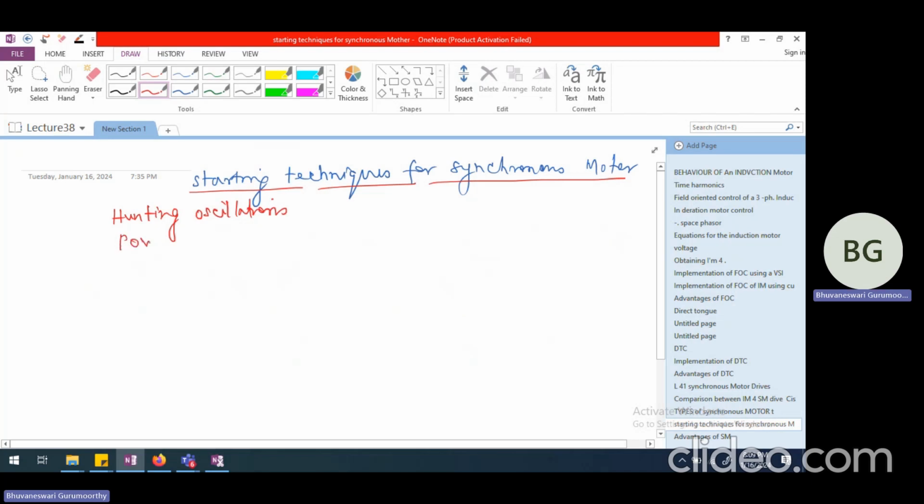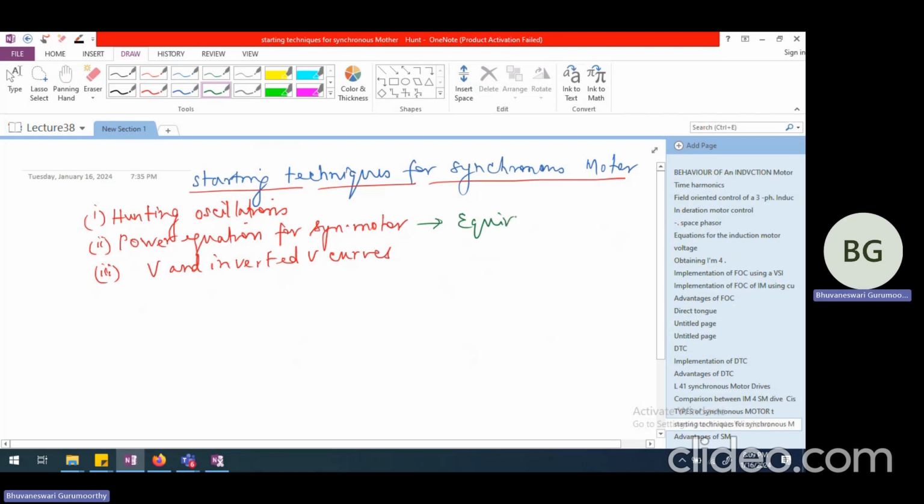We also will talk about the power equation or power angle relationship for a synchronous motor. After looking at the power angle relationship and hunting oscillation, we will also look at V and inverted V curves. In fact, for deriving the power angle relationship, we will also need to look at the equivalent circuit of a synchronous motor. So first of all, we derive the equivalent circuit. Then we will derive the power equation. Then we will talk about hunting oscillation as well as V and inverted V curves.